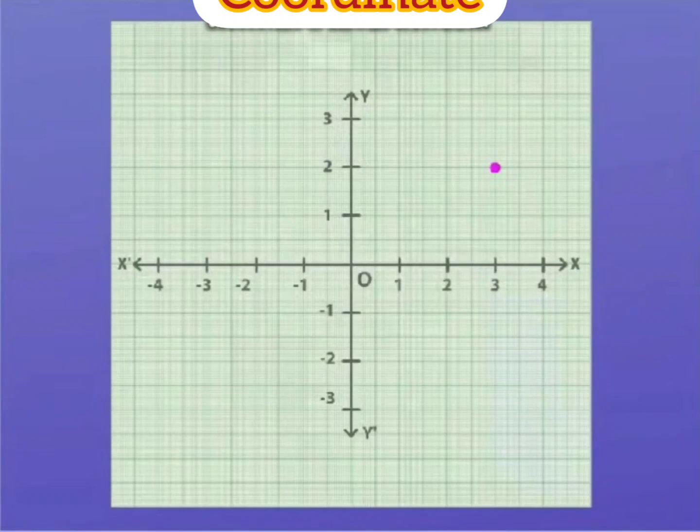Now, to locate the coordinate of any point in the xy plane, from the point, draw perpendiculars on the x-axis and y-axis respectively. The perpendicular distance from the y-axis is known as the x-coordinate, which is 3, and the perpendicular distance from the x-axis is known as the y-coordinate, which is 2. Hence, the coordinates of this point are (3, 2).